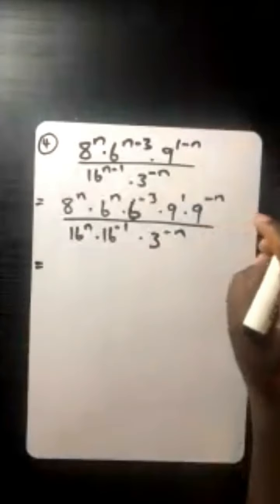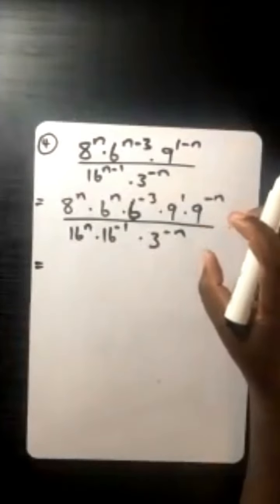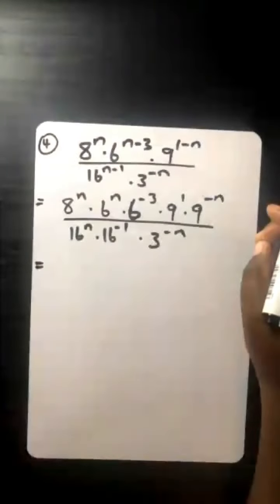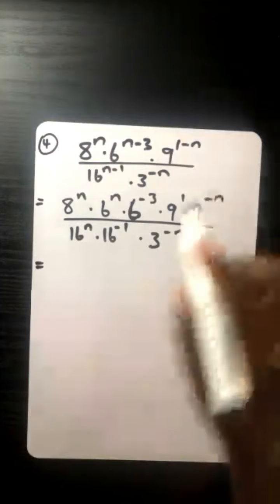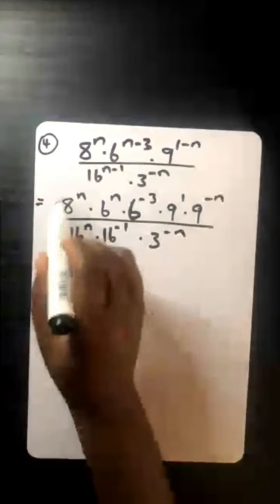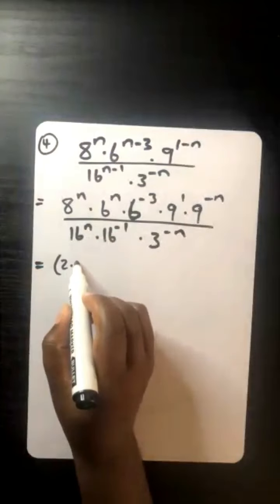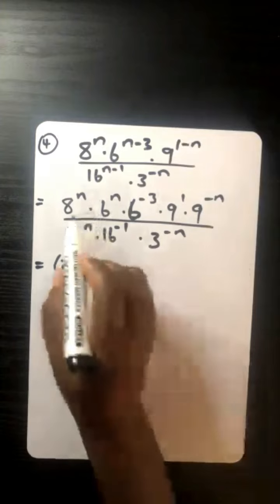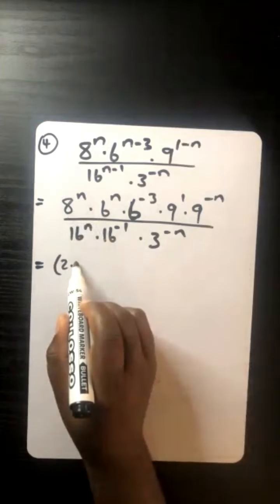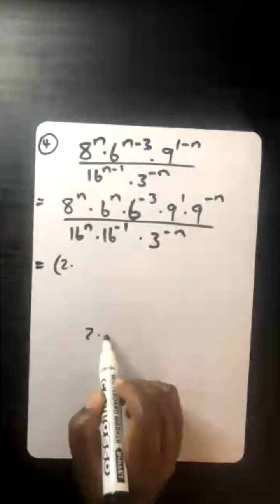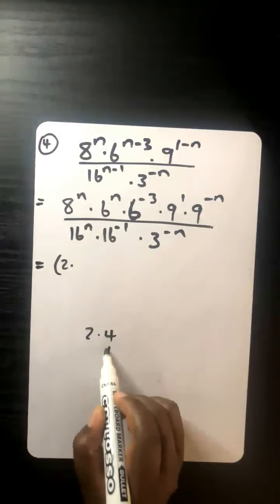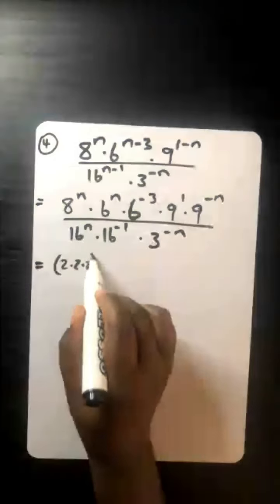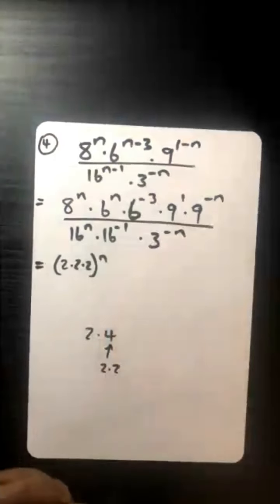So, ladies and gentlemen, according to our notes, what is the next step? Work out the bases. Let's work out the bases. Obviously, 8 is made out of 2 multiplied by 4. But that 4 is made out of 2 multiplied by 2. So I can just do it that way. Do you guys agree with me on that one?